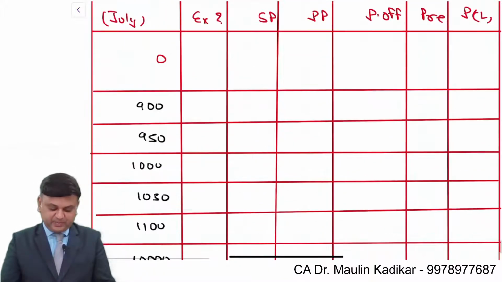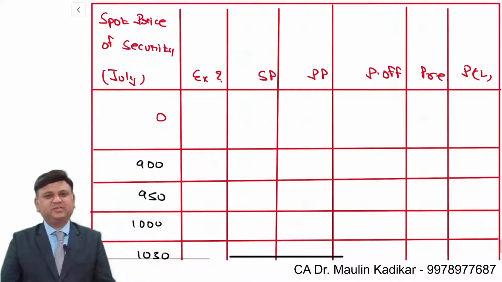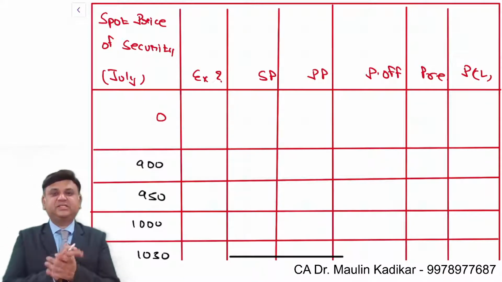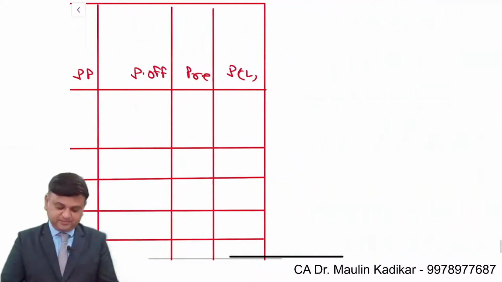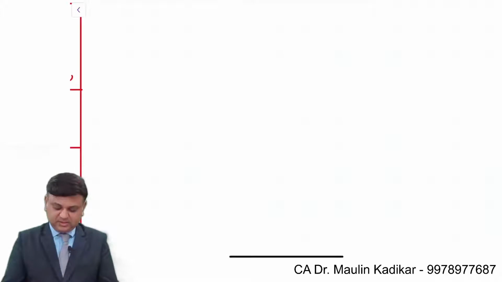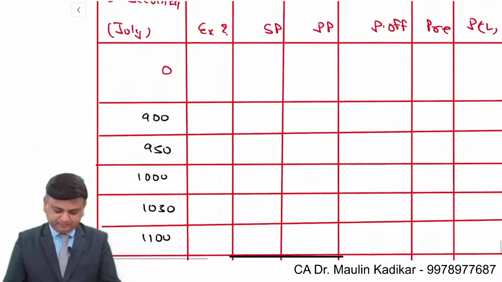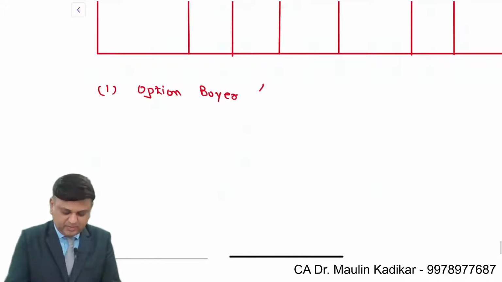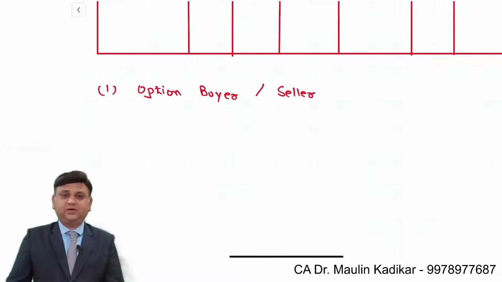So the table is prepared, and the first column is about the spot price of the security which is given to us. The sequence in which I suggest students to answer is like this. Everybody is requested to pay attention. The very first thing that you have to see is whether you are answering for the option buyer or the option seller. In this case, it is the option buyer.